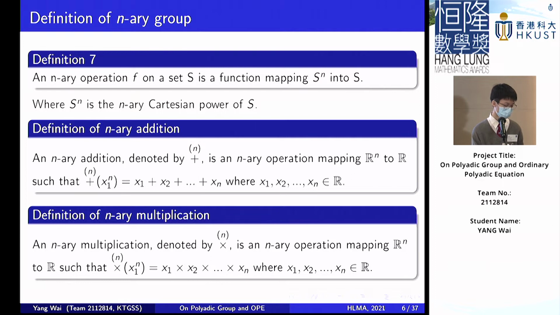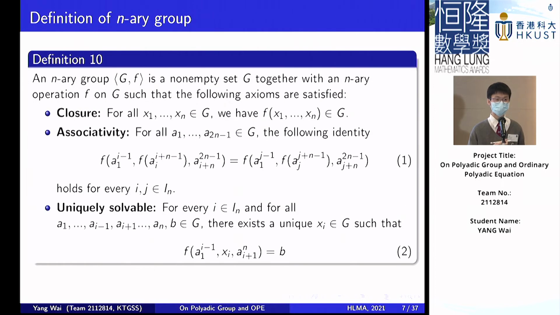And in our paper, we define the n-ary addition and the n-ary multiplication. Then we will introduce the definition of the n-ary group. An n-ary group (G, F) is a non-empty set G together with an n-ary operation F on G, such that the following three axioms are satisfied. For the closure axiom, it means that the operation will combine n elements in the set G to form another element in the set G.